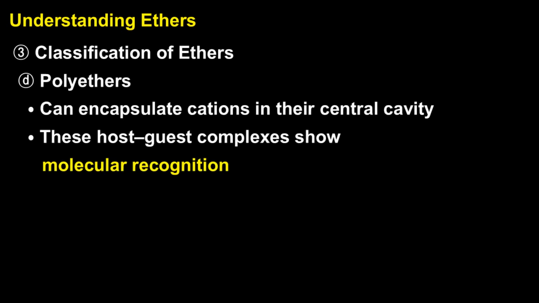Now here's where it gets even more interesting. Crown ethers don't just sit near metal cations. They actually wrap around them and trap them inside their central cavity. It's like the ether forms a little cage that holds the ion in place. This kind of interaction is called a host-guest complex, and it's a classic example of molecular recognition. The crown ether selectively binds ions based on size and charge, a powerful concept in supramolecular chemistry.